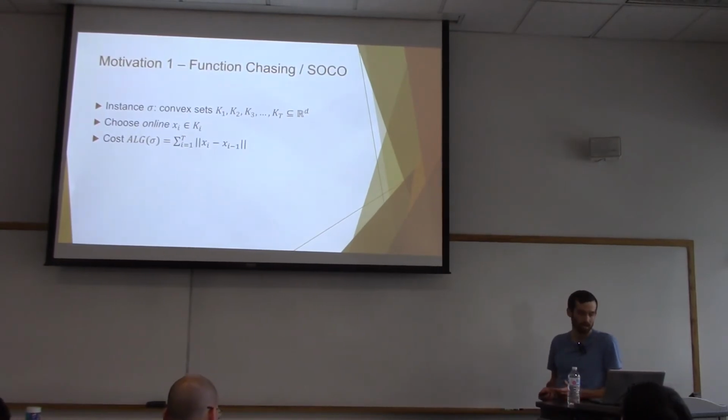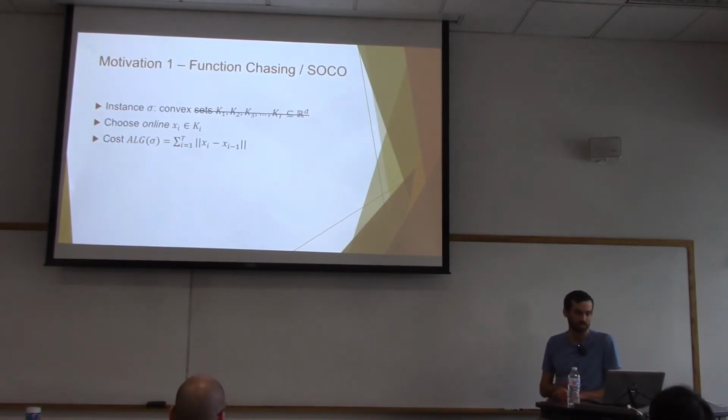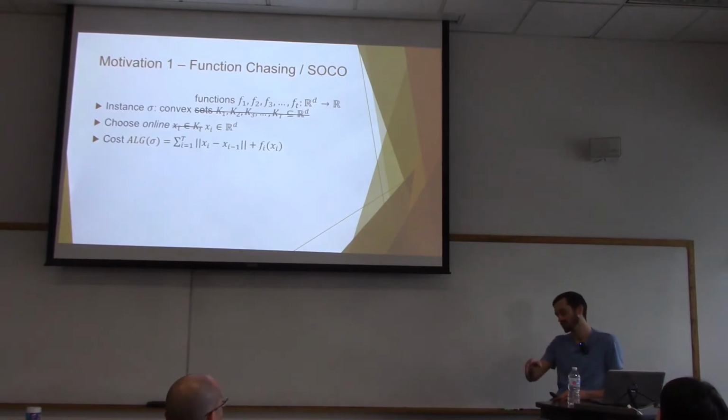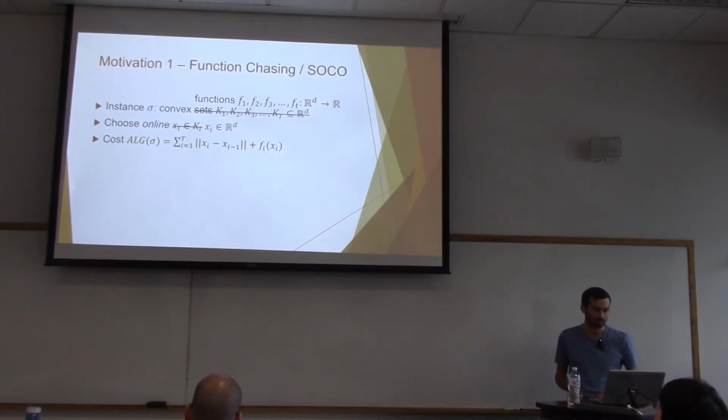So a couple of other motivating problems. The first one is called function chasing, or in the world of machine learning, it's called smooth online convex optimization, or SOCO. And this has been pretty widely studied. It's a very similar problem, except instead of getting convex sets, you get convex functions. Now that you're not restricted to a feasible set, you can play any point you want in R^d, but you incur the cost of the function at the point that you move to. So you're given the function, and I want to move to some point where maybe the function cost isn't that big, but I'll be charged both for my movement and for the cost of the function at that point.